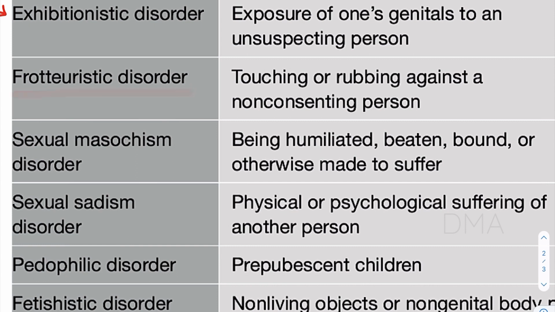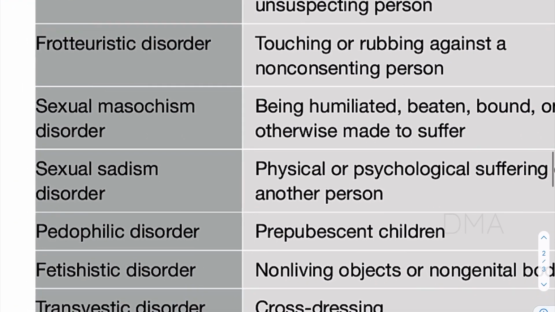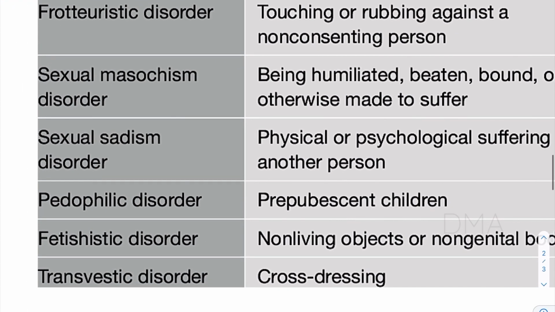In frotteuristic disorder, a person gains sexual pleasure or is sexually aroused by touching or rubbing against a non-consenting person. Well, people with this kind of disorder can be observed in public transport, like in a bus or in a train, and also in very big sporting events, like in a cricket match or somewhere. Wherever people gather in large amounts, there you can see this sort of phenomenon.